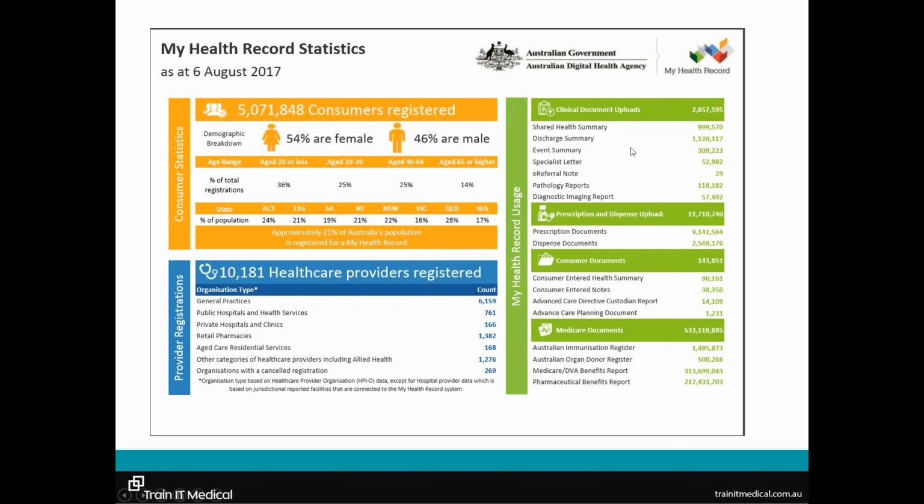We are now starting to upload more information, as you can see here, with discharge summaries being the most common document, followed by shared health summaries. So we have 309,223 event summaries, and I'm hoping after tonight there'll be quite a few more. So it is general practices, as you can see on this list here, every aspect of healthcare that is being coordinated here in order for you to be able to communicate for and about your patients.